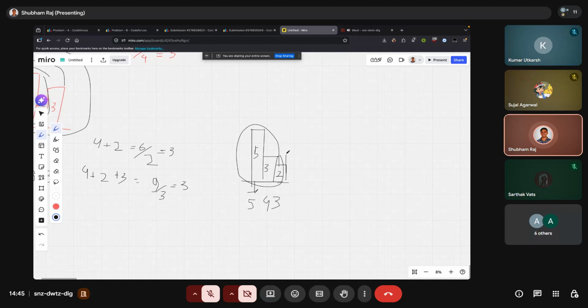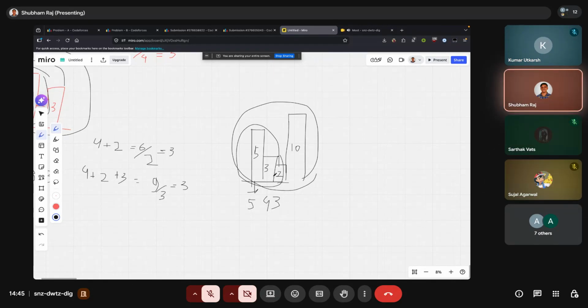Now, if I add another section, a bigger one, suppose it is up to 10. If I consider this whole section, our sum will become 5 plus 3 plus 2, 10 plus 10, 20, right? And if I divide by the number of sections, that is 4, this will give 5, right? But we can't directly assign 5 here. This is the tricky case of this question.